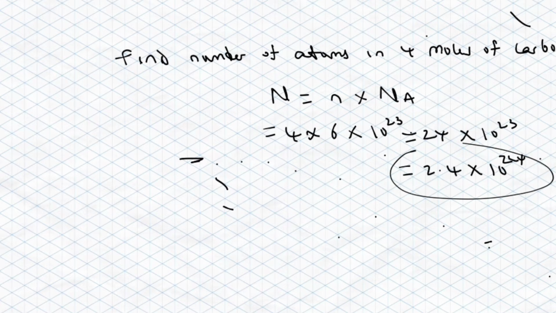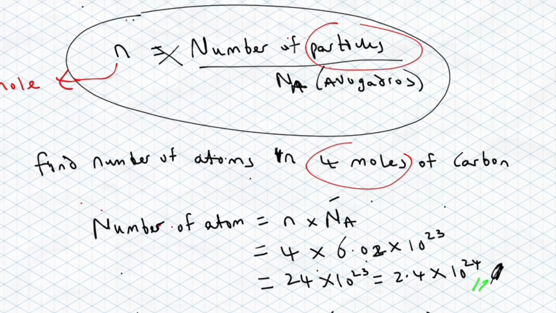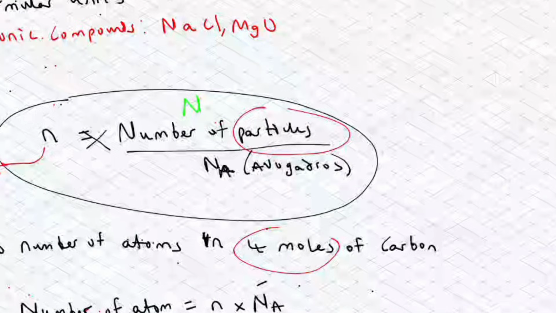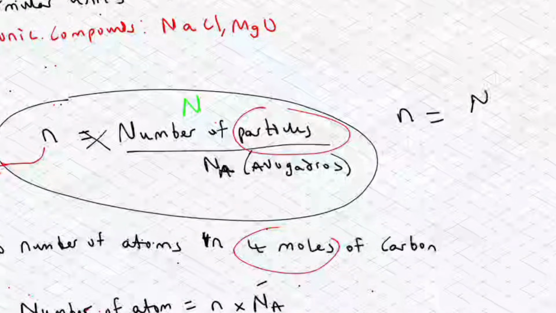Now it's very easy. They ask us to find the number of atoms in 4 moles of carbon. So I will use the formula N is equal to n times Avogadro's number. Do you remember what our N is? Our big N is number of particles. Our small n is the number of moles. Please don't mix it up. Let me write it here. Just know small n is equal to big N over Na. This is the formula, guys.